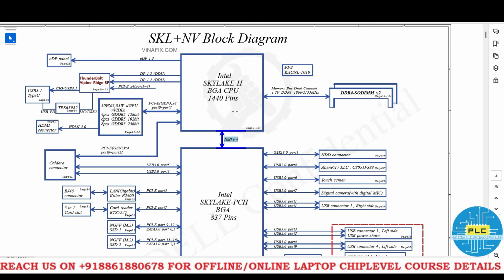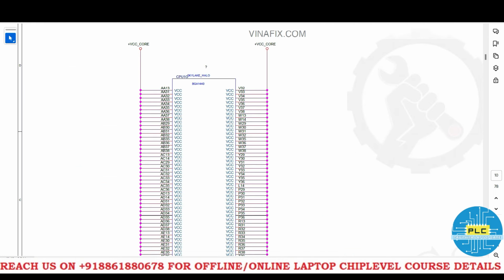So let us check the processor, on pages 7 to 13. It's very simple to identify the processor voltages. It's not more complicated, we just need to give a little bit of concentration. In this, multiple pins are there. Here VCC is given. VCC is a very important voltage to the processor. VCC is nothing but the core voltage. By default, the name is VCC to the processor.